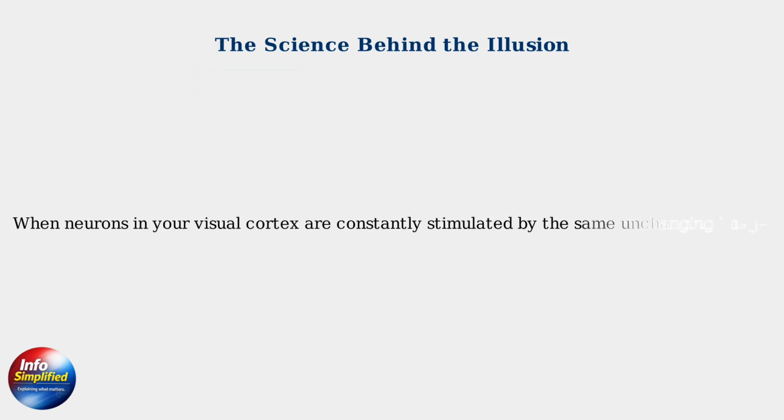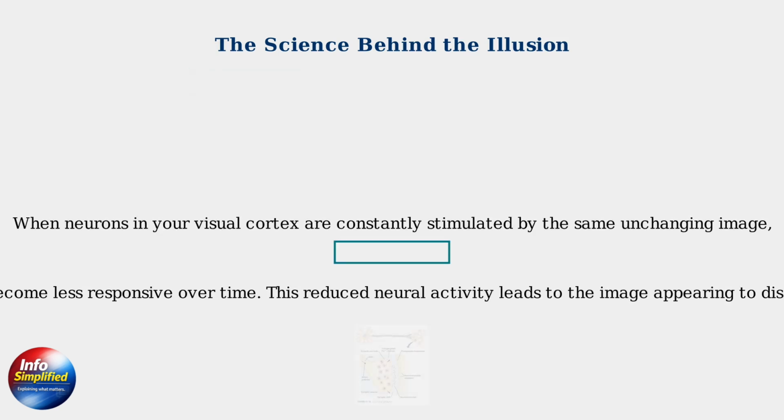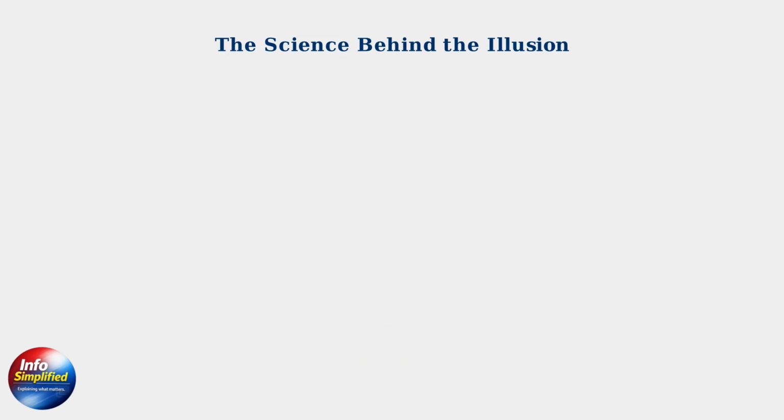When neurons in your visual cortex are constantly stimulated by the same unchanging image, they become less responsive over time. This reduced neural activity leads to the image appearing to disappear. Lateral inhibition and synaptic fatigue in your retinal ganglion cells also contribute to this process. It's your brain's way of conserving energy and focusing on new information.